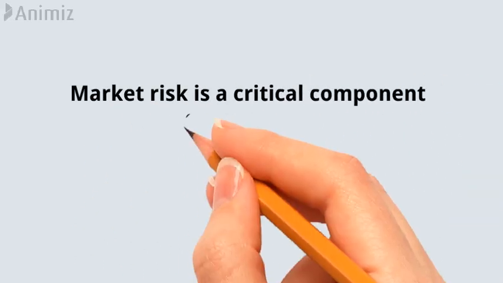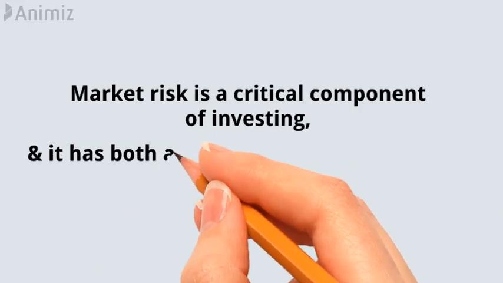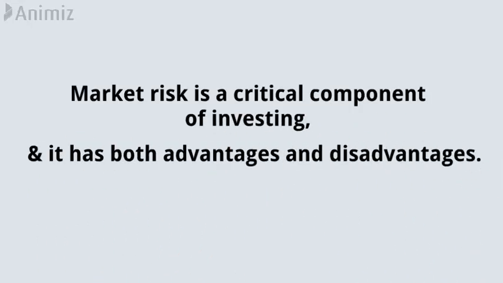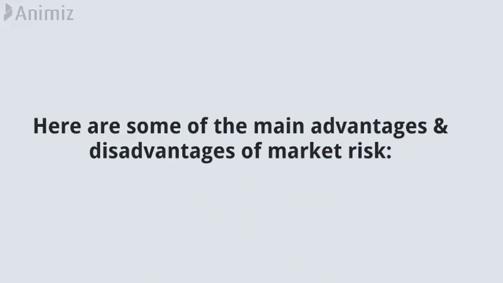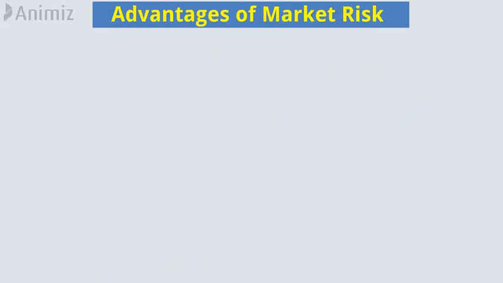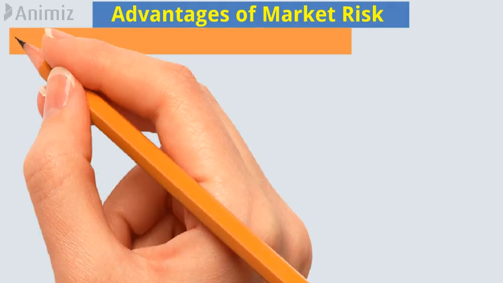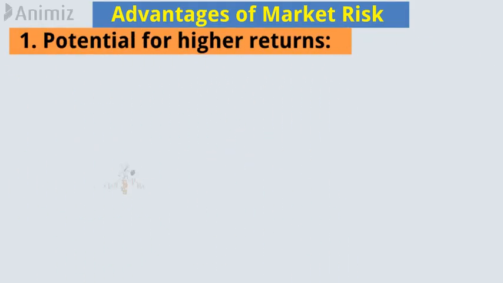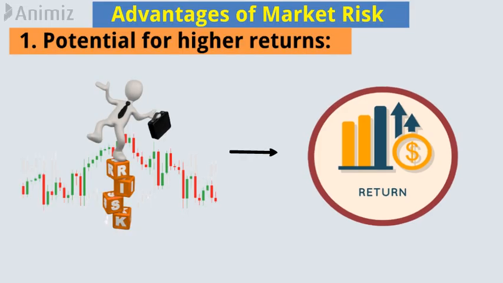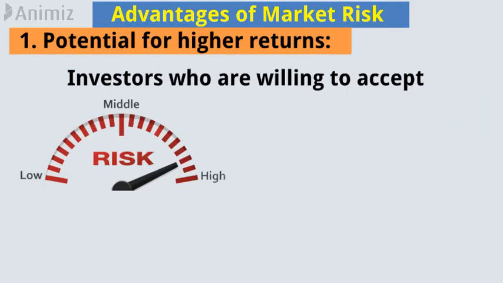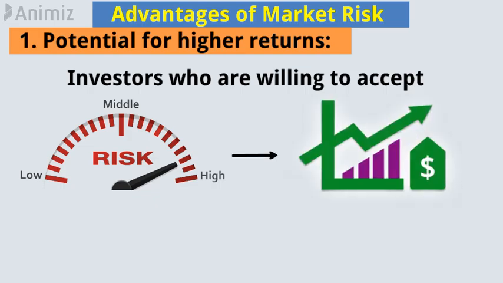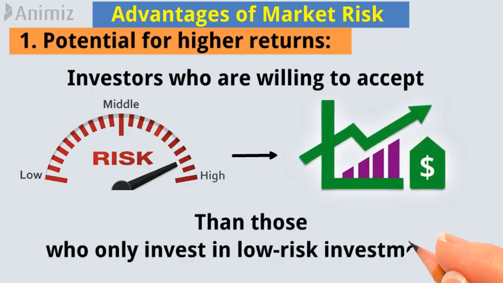Market risk is a critical component of investing, and it has both advantages and disadvantages. Here are some of the main advantages and disadvantages of market risk. Advantages of market risk. 1. Potential for higher returns. Market risk is often associated with higher potential returns. Investors who are willing to accept higher levels of risk may be able to earn higher returns than those who only invest in low-risk investments.